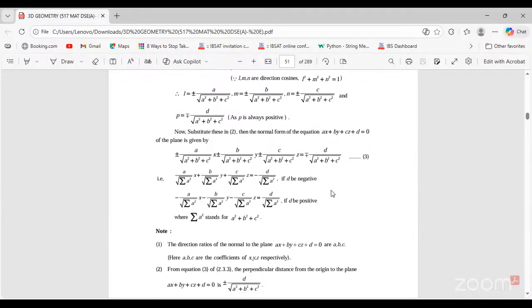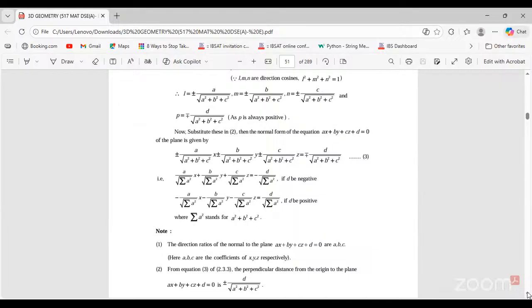If d is negative, there are two possibilities: one is the positive condition and the other is the negative possibility. So if d is negative, we get minus of d. If d is positive, we get d by root of summation a square, where summation a square stands for a square plus b square plus c square.